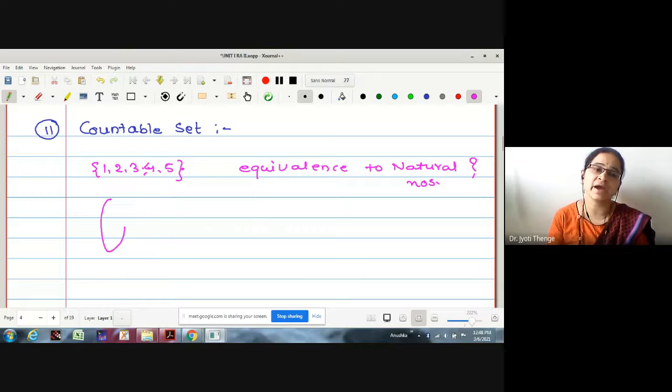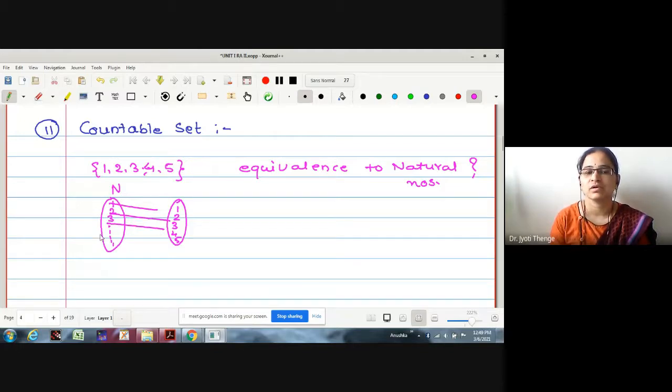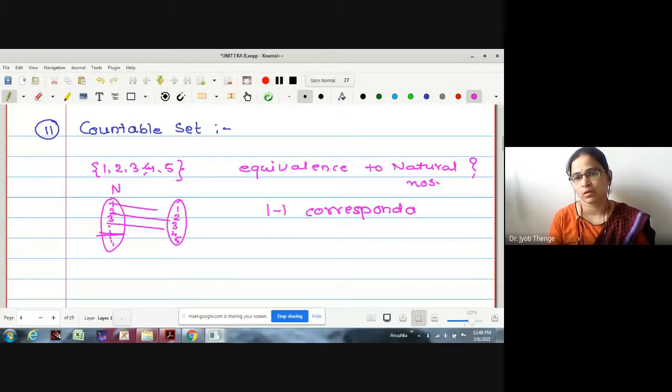See, this is my natural number set. 1, 2, 3, and so on. And to the left side, I have only 5 elements. Can you show the one correspondence? One correspondence holds with only up to 5 elements. What is one correspondence? The word. What is the meaning of one correspondence? Let us make this point clear first.